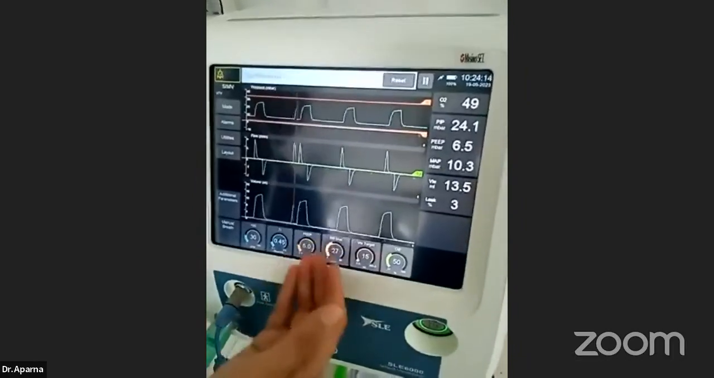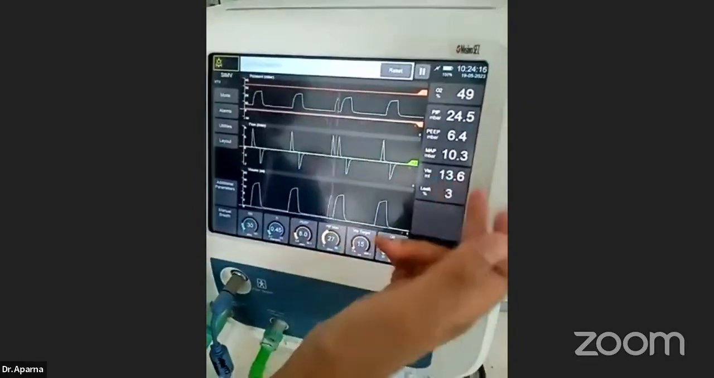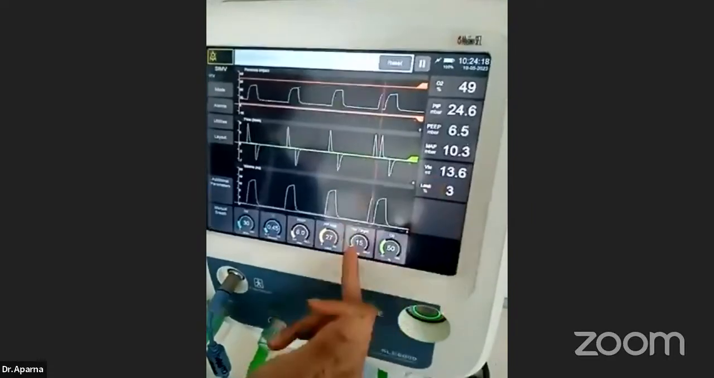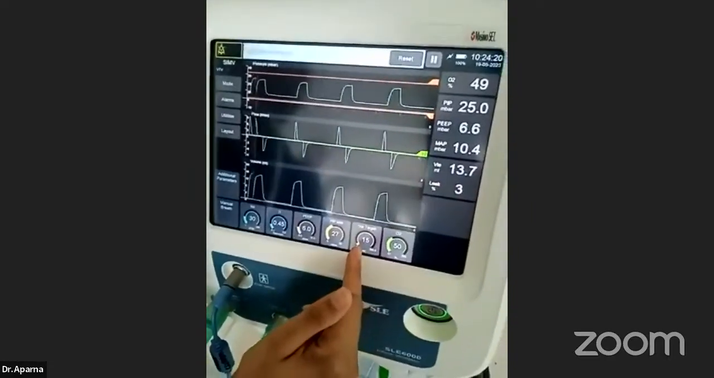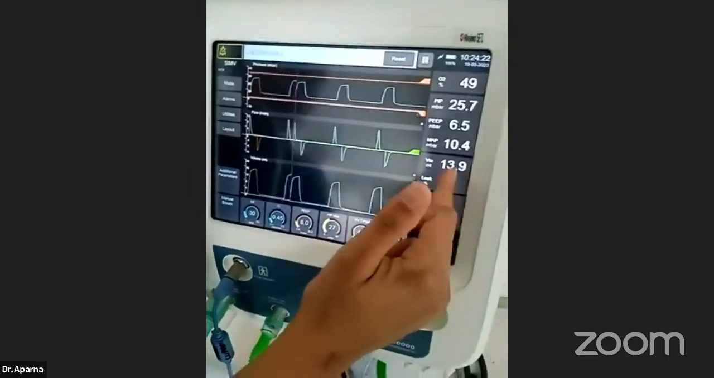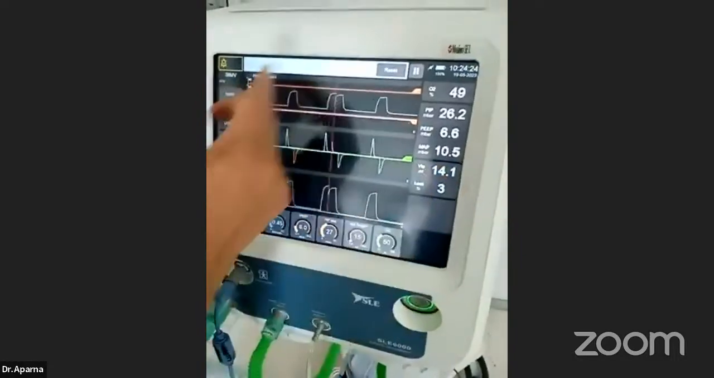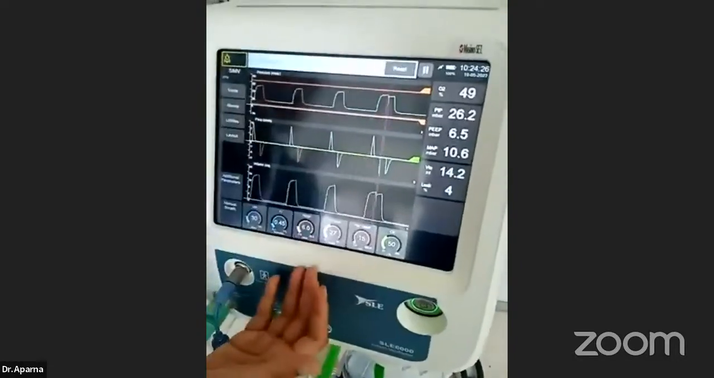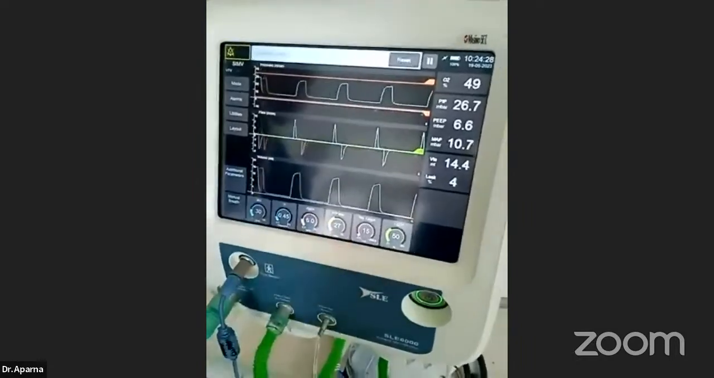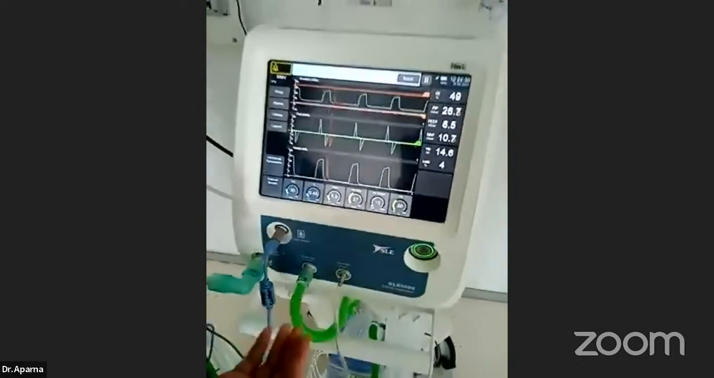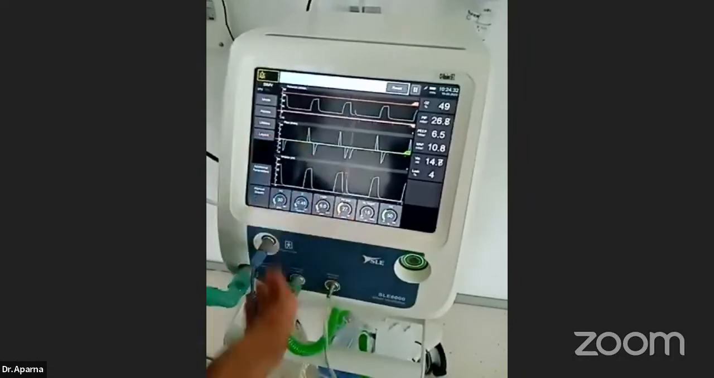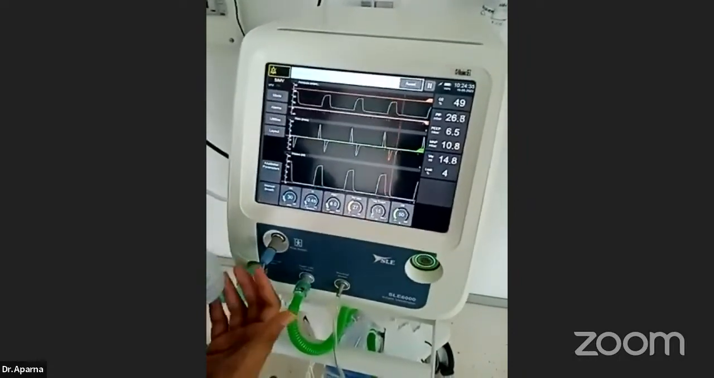So once you increase the PIP max, slowly the tidal volume is becoming closer and closer to the target tidal volume. If it is still not able to deliver the target tidal volume, the ventilator will indicate an alarm to us that the tidal volume is low. So this calls for us to examine the baby for poor compliance, leak, or increasing the PIP max as desired.